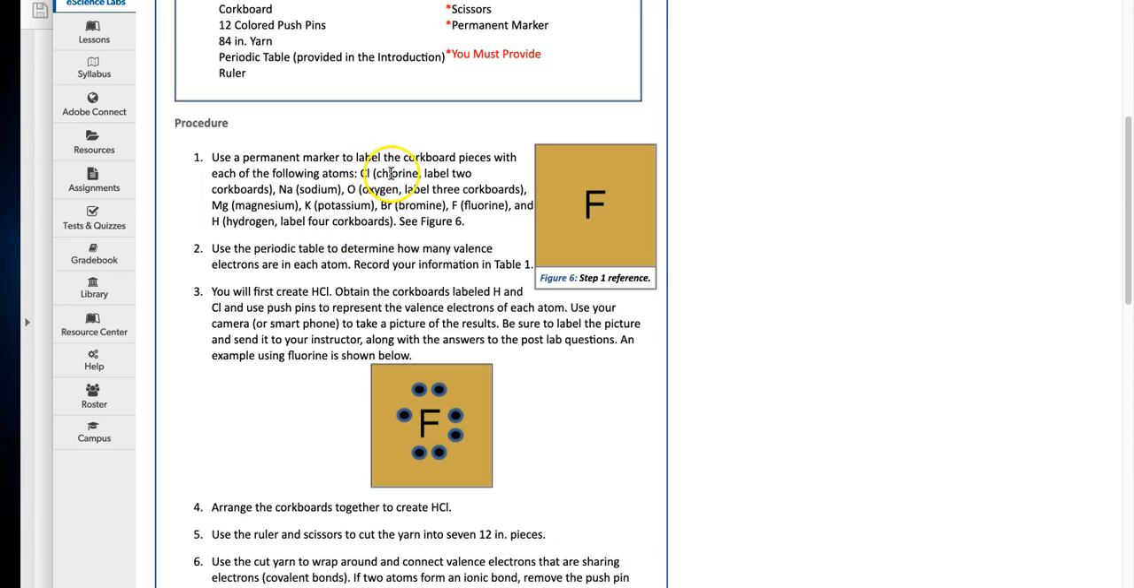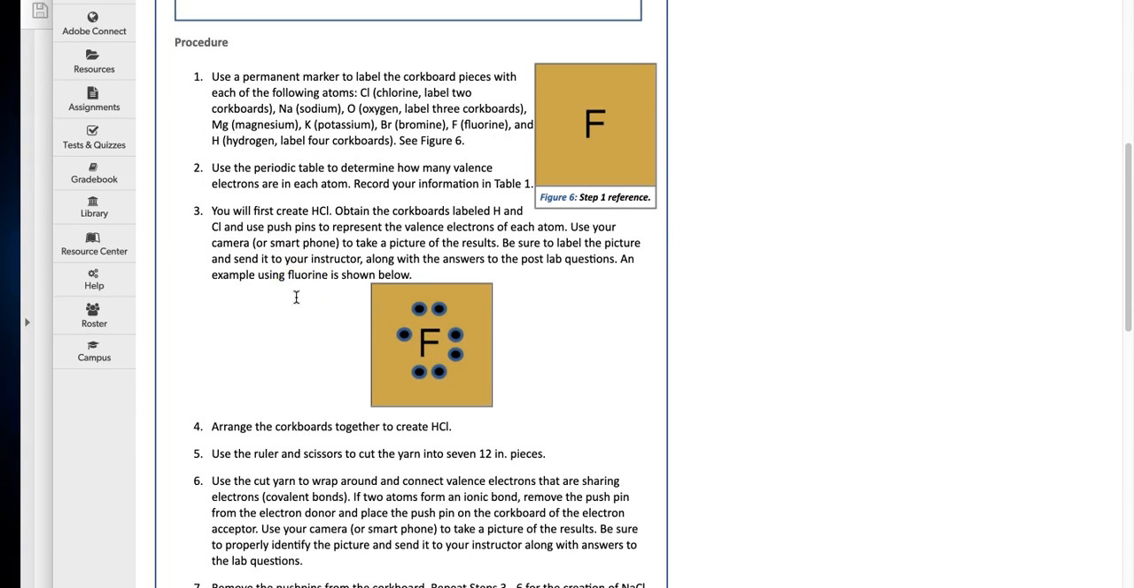For instance, chlorine, you're going to label 2 corkboards with a Cl for chlorine. Sodium, oxygen, you're going to need 3 of them, 3 corkboards that have an O for oxygen. A magnesium, a potassium, a bromine, a fluorine, a hydrogen, you're going to need 4 corkboards that have an H for hydrogen.